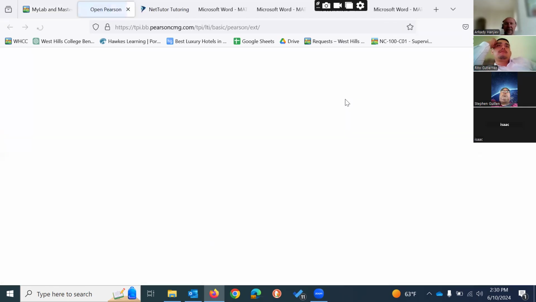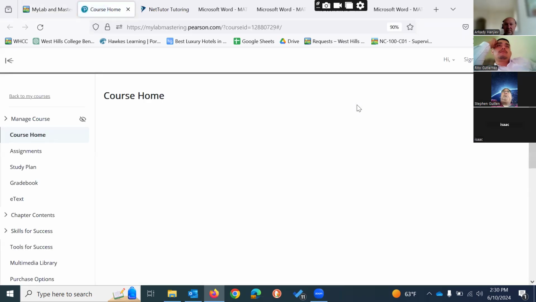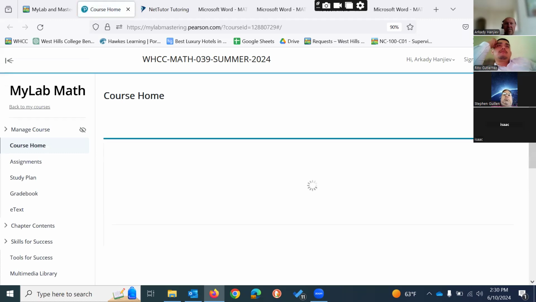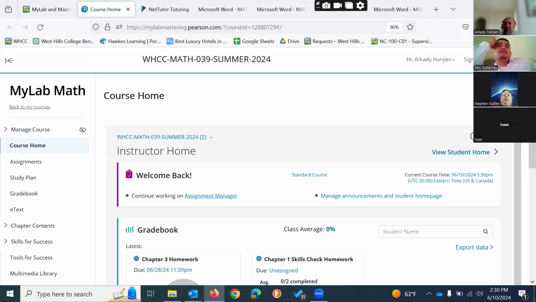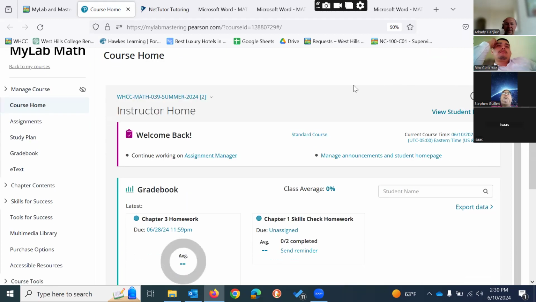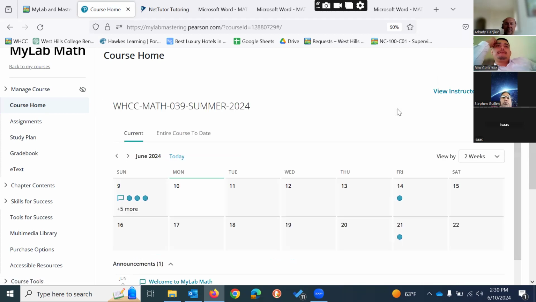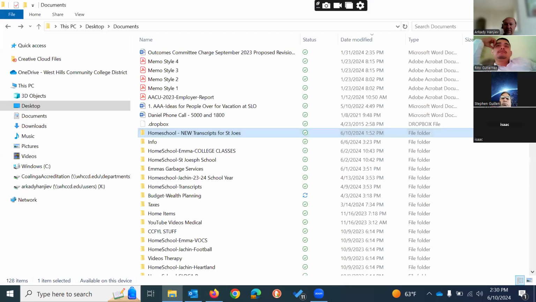So I already set up mine. It says you jump to it. See if I can get the student view up real quick here. No student view. Okay. So it'd be something. Oh yeah, there it is. Home, student view. Okay, so this is how it looks when you log in.